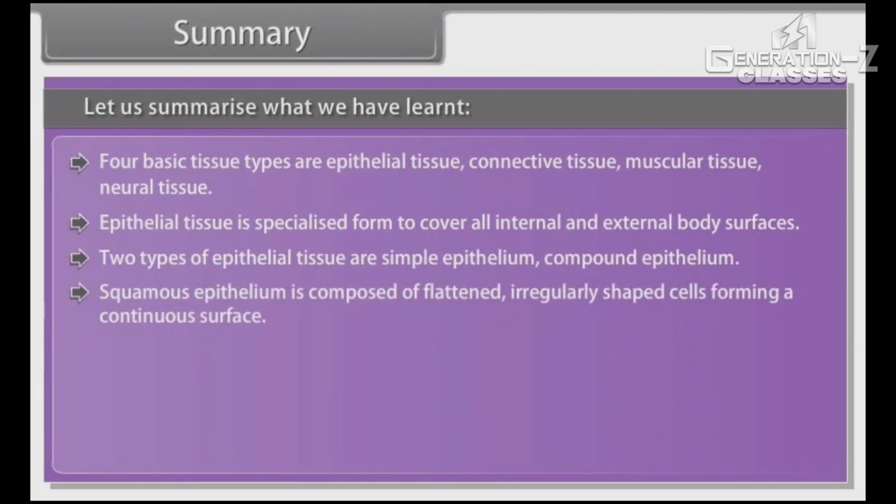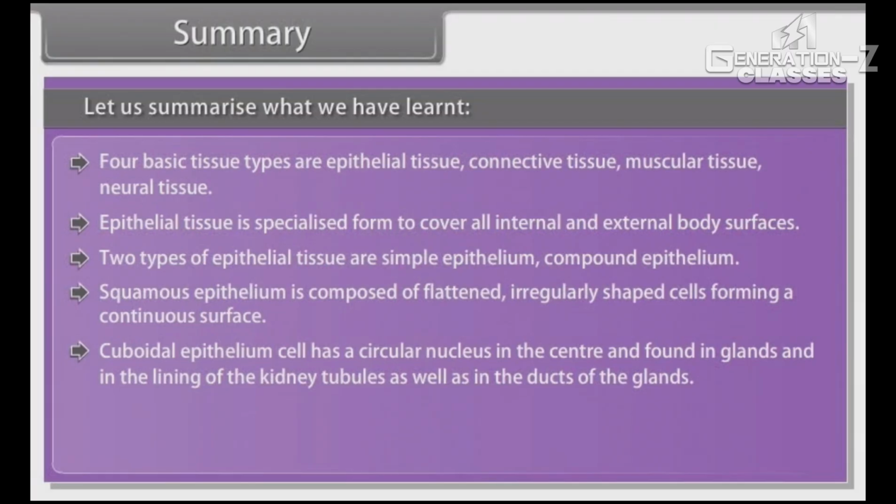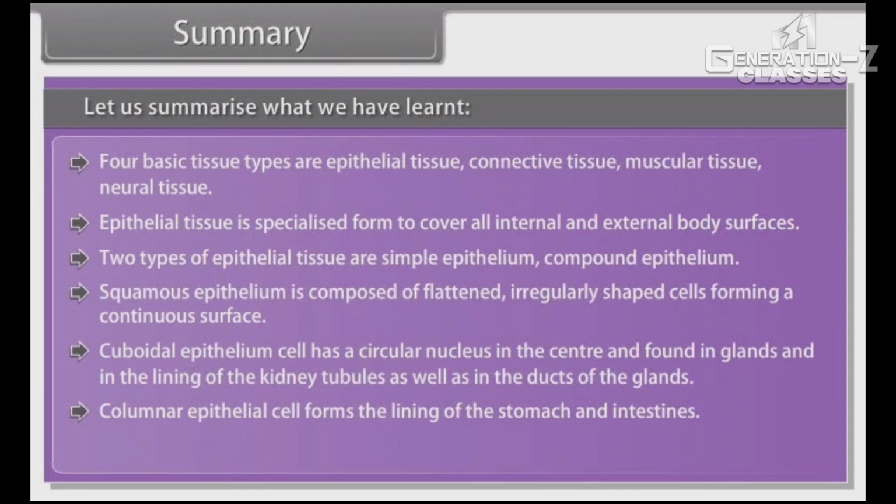Squamous epithelium is composed of flattened, irregularly shaped cells forming a continuous surface. Cuboidal epithelium cells have a circular nucleus in the center and are found in glands and in the lining of the kidney tubules as well as in the ducts of the glands. Columnar epithelial cells form the lining of the stomach and intestines. Compound epithelium consists of more than one layer of cells.